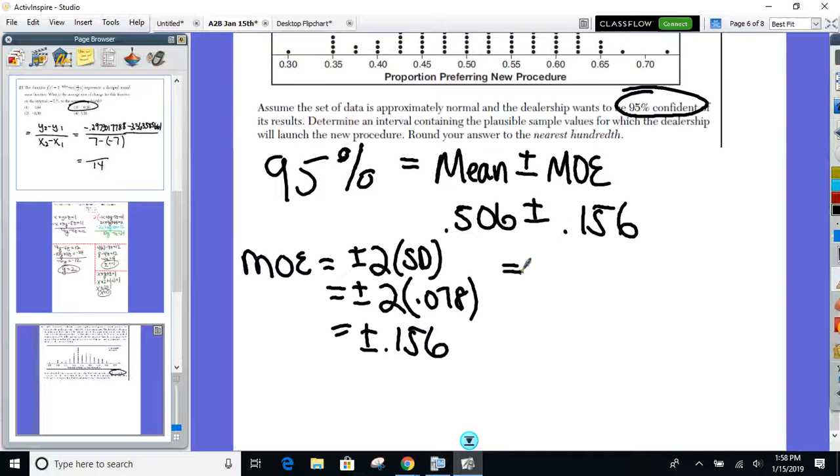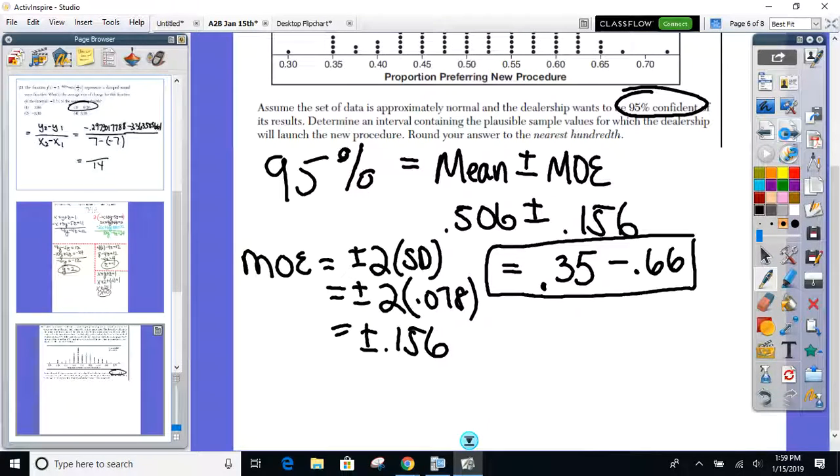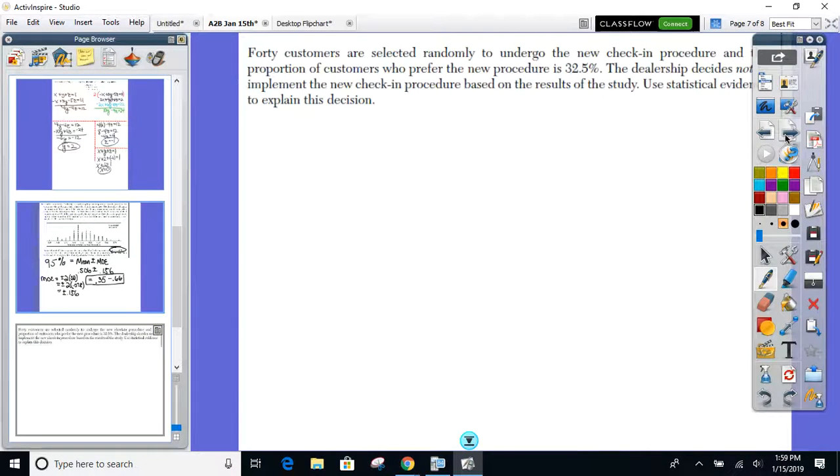What's your 95% confidence interval? 0.35 through 0.66, nearest hundredth. And now you're going to have to do something with it, which comes to the last part, part C. 40 customers are selected at random, and they find the proportion of customers who prefer it is 32.5%, and they decide not to implement it.